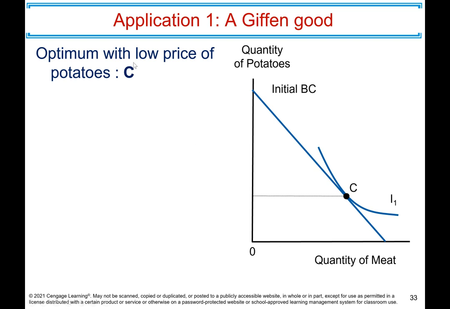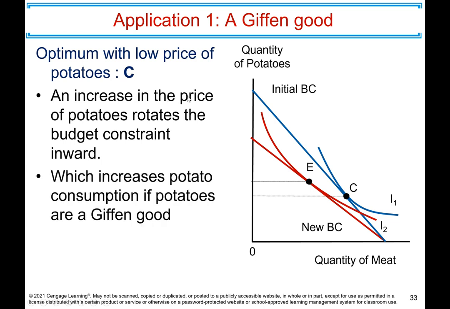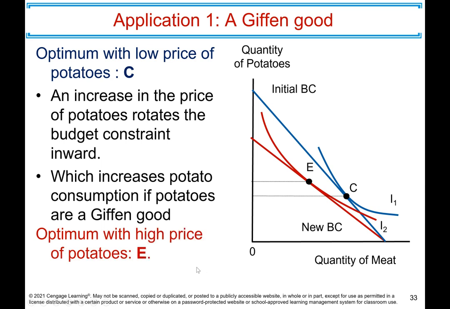Optimum with low price of potatoes is at point C. An increase in the price of potatoes rotates the budget constraint inward, which increases potato consumption if potatoes are a Giffen good. The optimum with high price is point E.